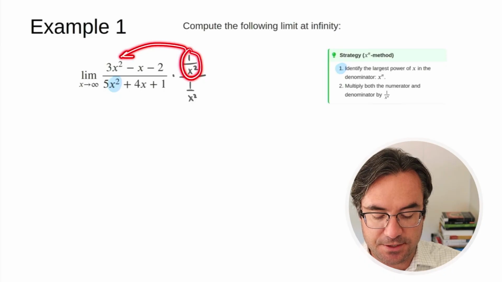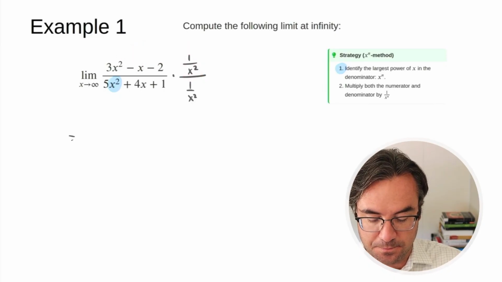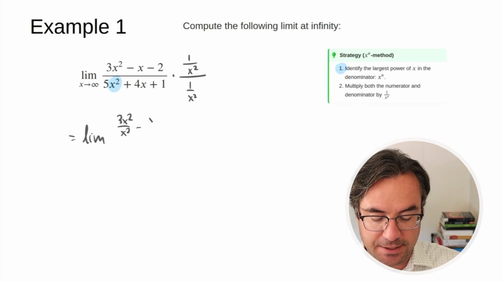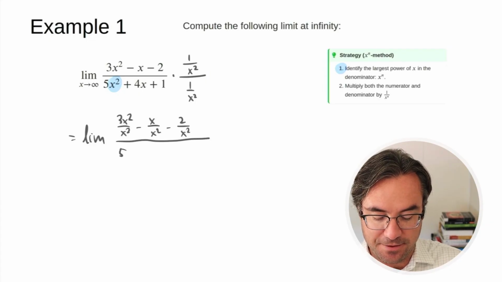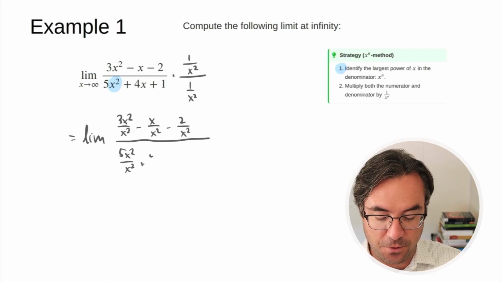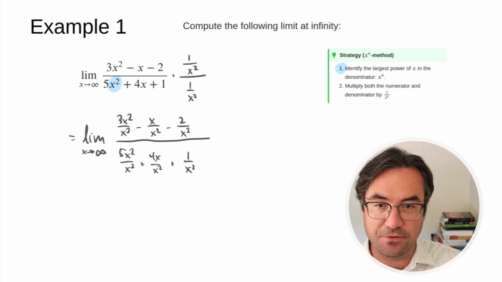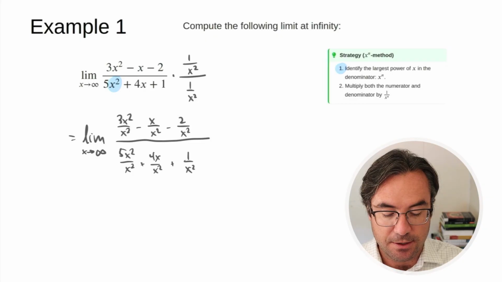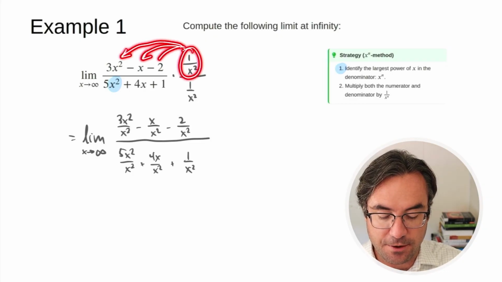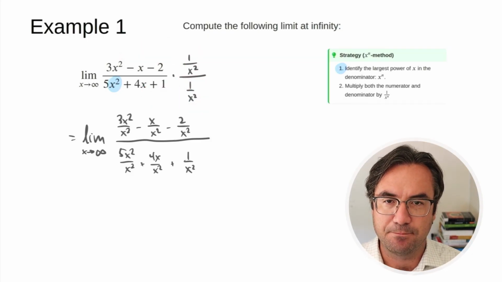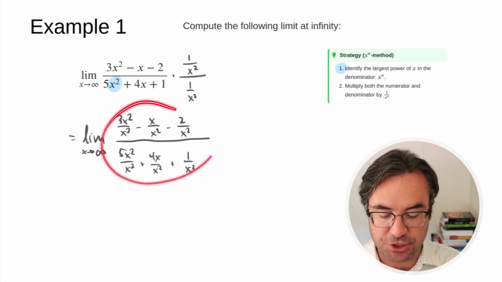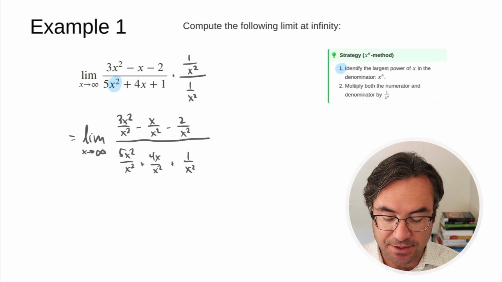Now when we distribute this, we get 3x squared over x squared minus x over x squared minus 2 over x squared, all over 5x squared over x squared plus 4x over x squared plus 1 over x squared, with x going to infinity. I'm just distributing the 1 over x squared to everything in the numerator, and then doing the same thing in the denominator. When you get the hang of these, you can jump right to this step. And then we simplify this down.